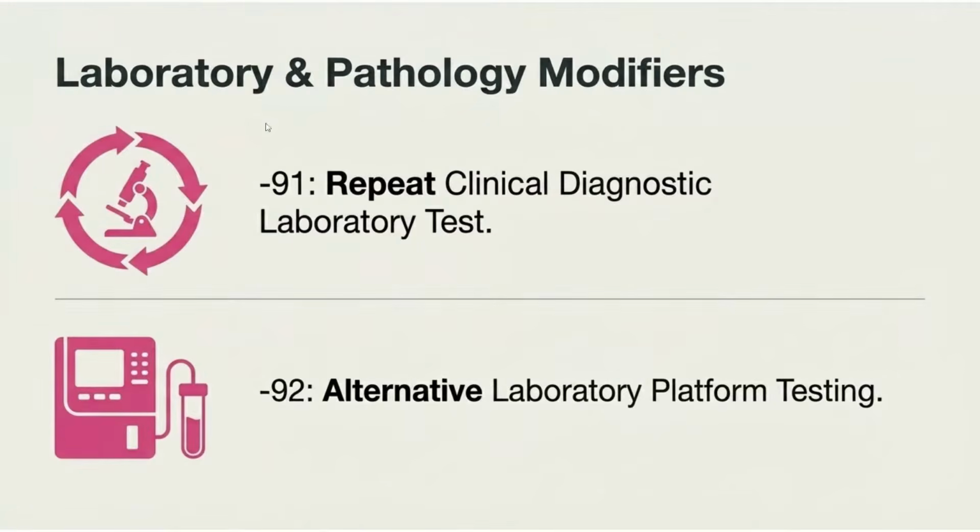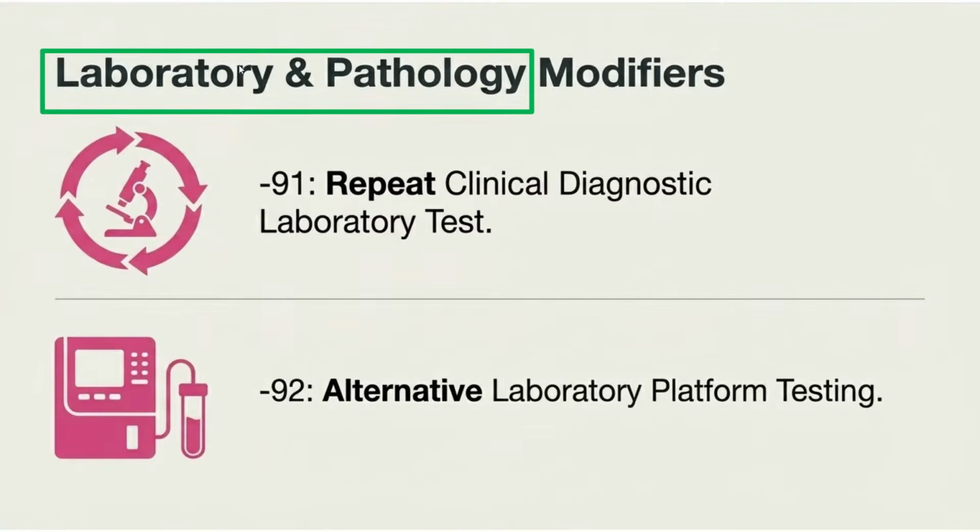All right, so Path and Labs got some key modifiers. 91, this is your repeat clinical diagnostic lab, very common. And 92, alternative lab platform testing. And you'll see this whenever people or providers carry out labs in the office. That's an alternative lab platform.